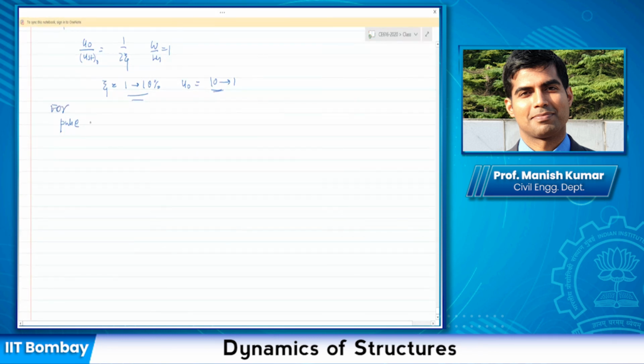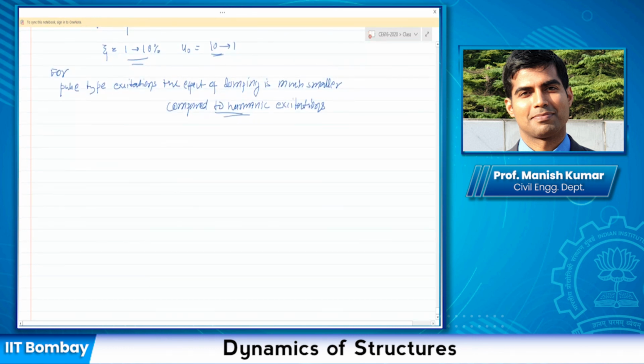For pulse type excitations, the effect of damping is much smaller compared to, let us say, harmonic excitations. So for those excitations, the effect of damping is much smaller.